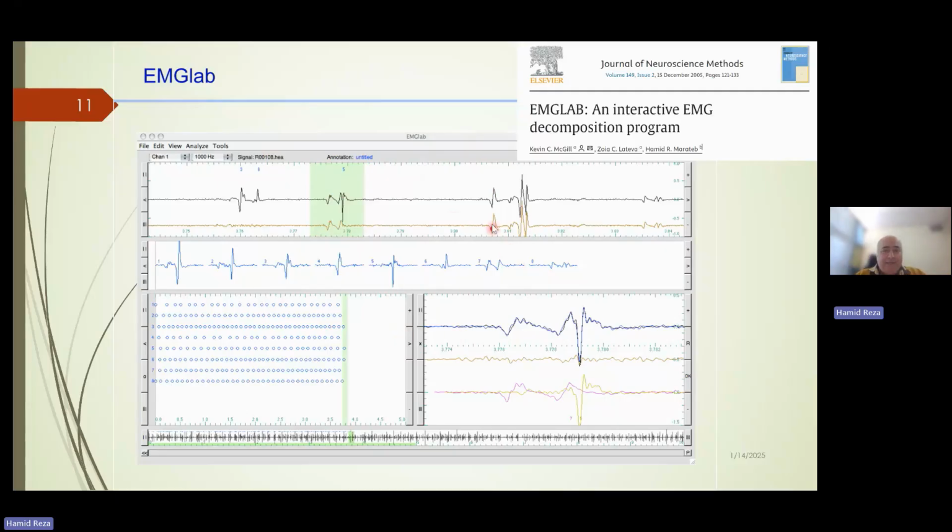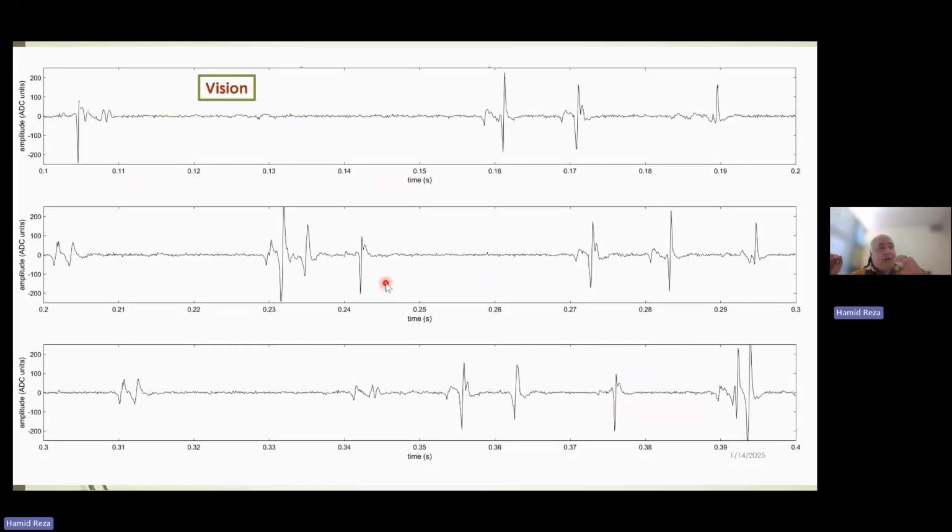view in which you can see the signal, and you can see the residual of the signal after decomposition, which is very important. You can see the templates, those motor unit action potentials, and the trains here, and you will be able to manually modify or correct it, because it is very important to do this.